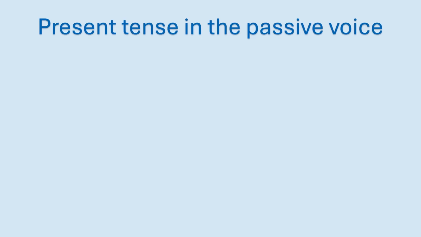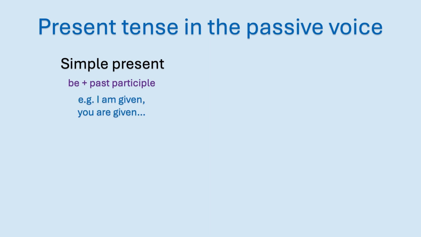Now let's look at the passive. Simple present. This is the verb to be plus the past participle. I am given. You are given. He, she, it is given. We are given. They are given. An example sentence is, we are only ever given half an hour for lunch.